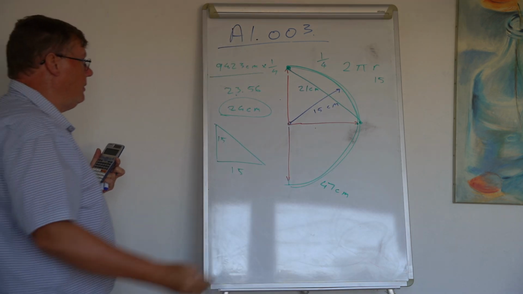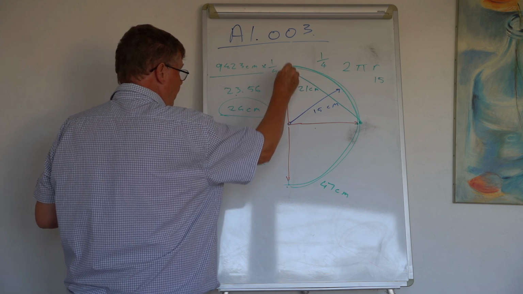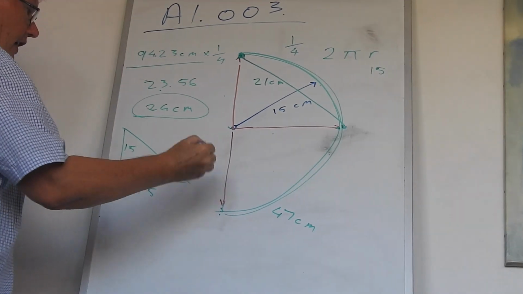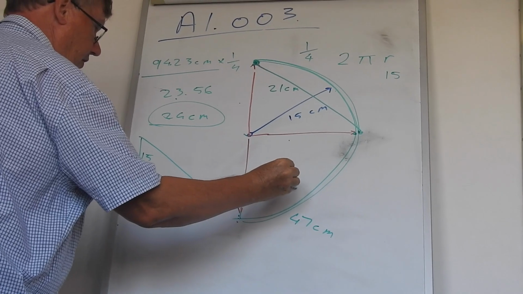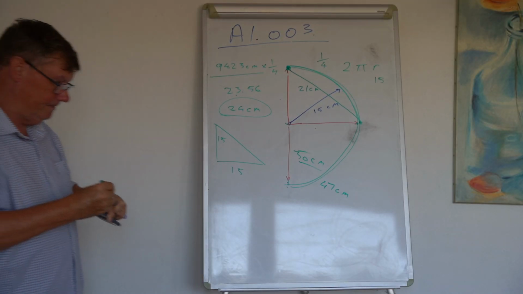What is the displacement from here to here? Easy peasy, because it's simply 2 lots of 15, isn't it? Because it's 15 to there and 15 to there. So that answer is 30 centimetres. Everybody okay with that? Thank you.